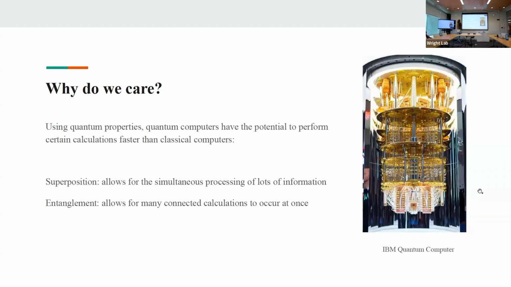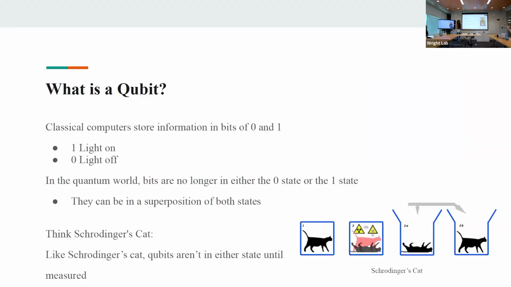Okay. So first of all, why do we care about quantum computers, quantum computing, all of that? Using certain quantum properties, quantum computers have the potential to outperform classical computers with certain calculations. These properties are, for example, superposition, which allows for the simultaneous processing of a lot of information, and entanglement, which allows for a lot of connected calculations to occur at once.